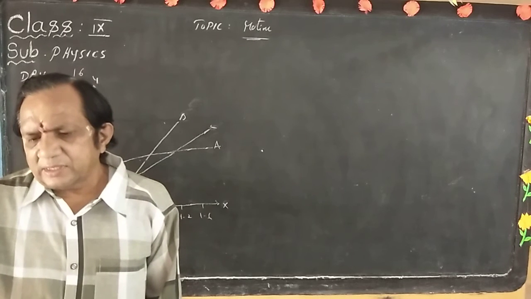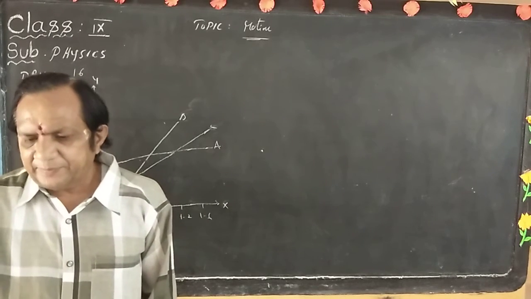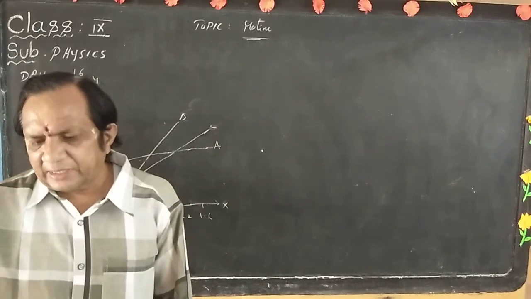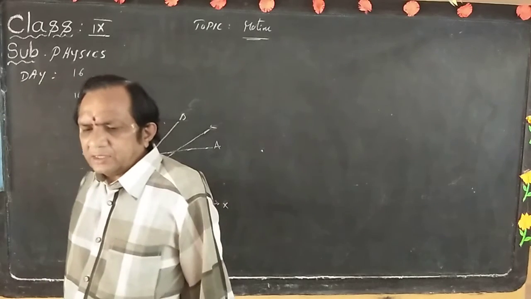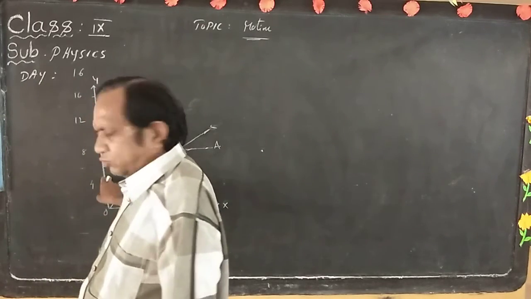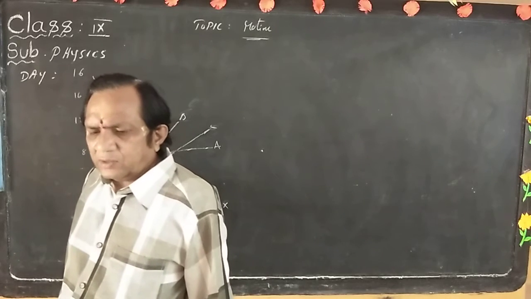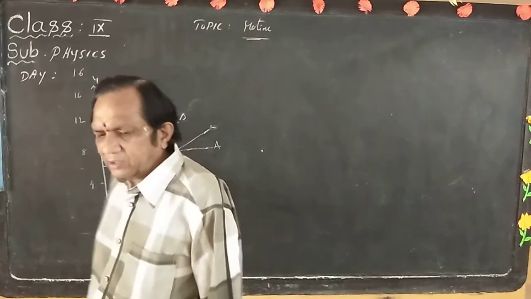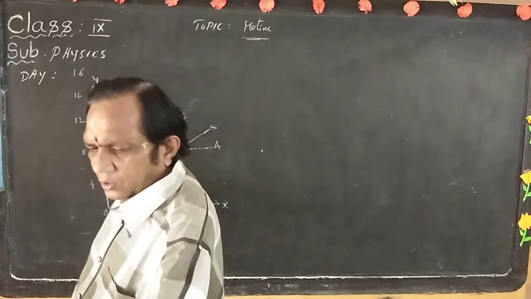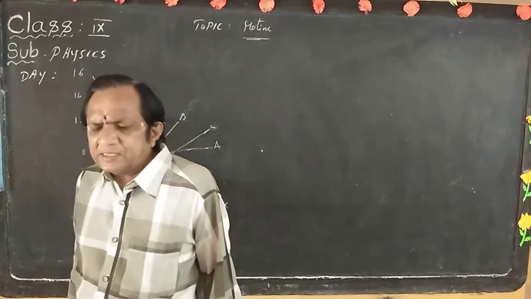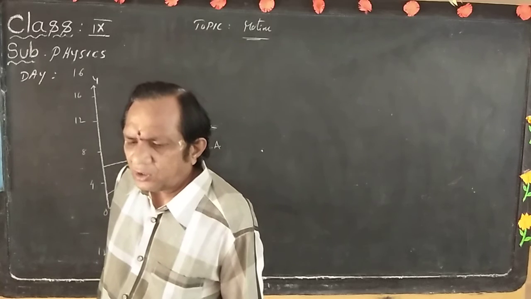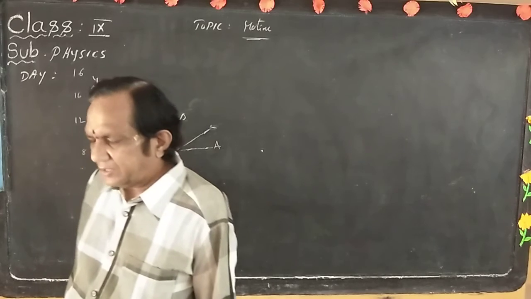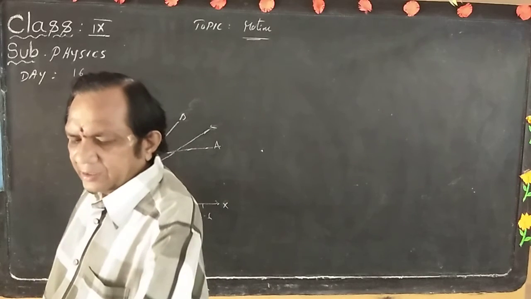Next, how far did C travel when B passes A? So here, since there are 7 units on the graph between 0 and 4 on the y-axis, the graph units will be taken as 4 by 7. Since the initial point of object C is 4 graph units away from the origin, its initial distance is 4 into 4 by 7, that gives 16 by 7 kilometers.